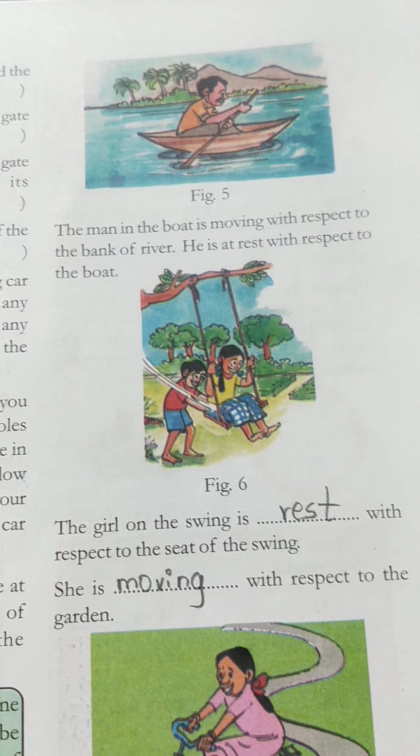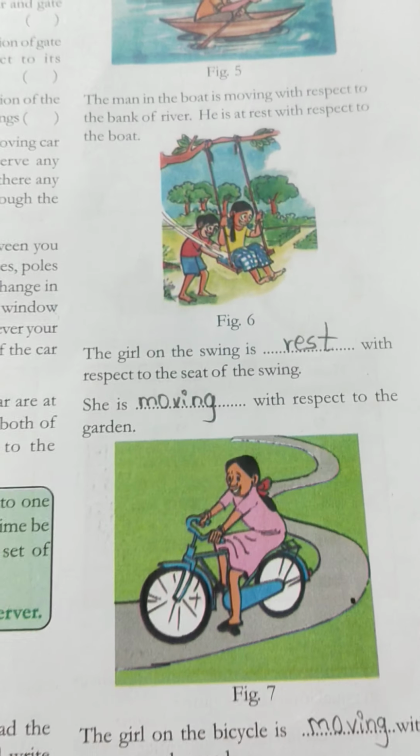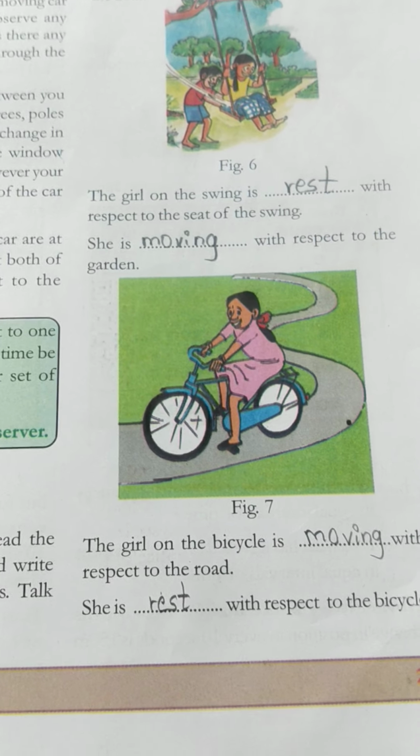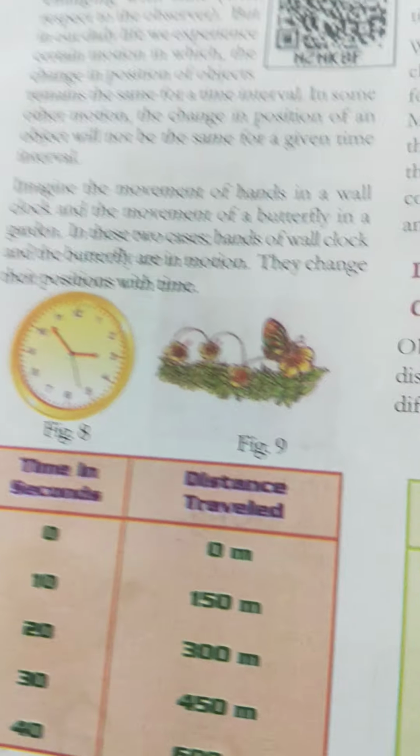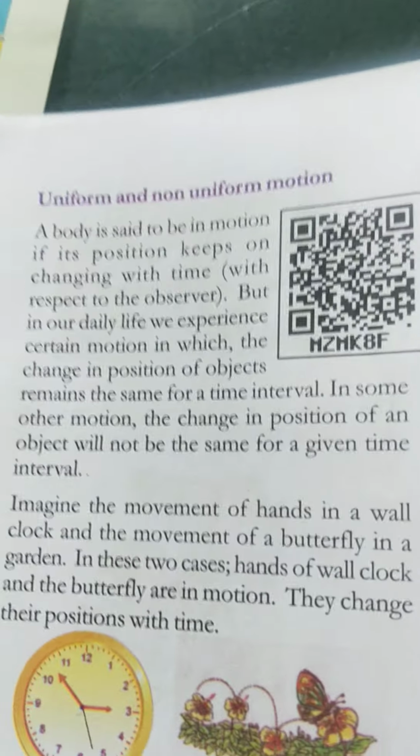One man boating in the water, another girl in the cradle, and another girl on the bicycle. I already discussed this in the classroom. Here I am going to discuss two types of motions. They are uniform and non-uniform motion.